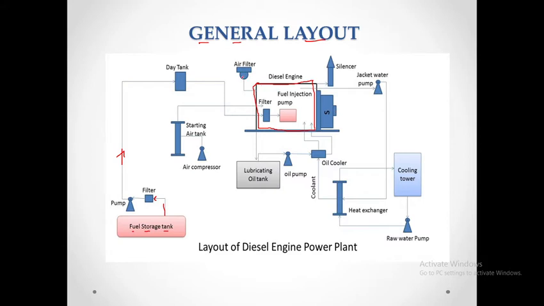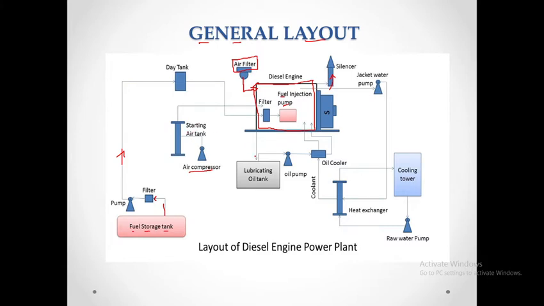Then here we also have the air filter. Because an air and fuel mixture has to be made, and air will be entering, we have the air filter so that the atmospheric air is cleaned. Then here we have the fuel injection pump. The left-over unburned fuel will go through the silencer. Then here we have the air compressor, which will supply the compressed air.